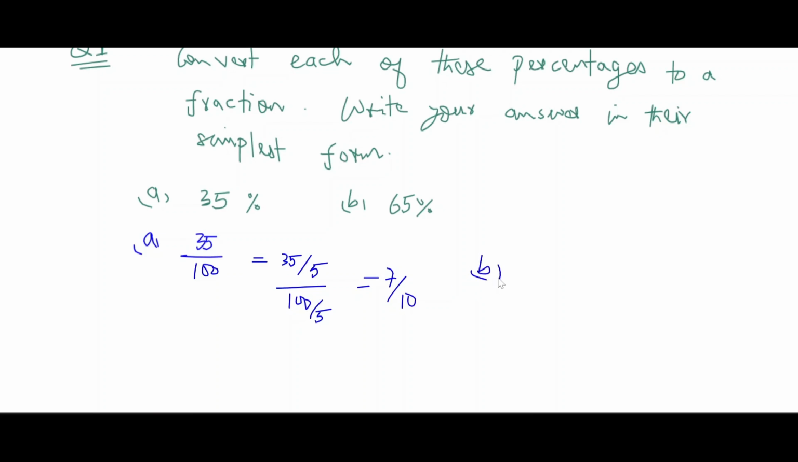Similarly, part B, it's 65%. When we skip the percent sign, we divide by 100. It means 65 out of 100. So both are equivalent. Now we divide 65 by 5 and 100 by 5. So it's 13 divided by 20.